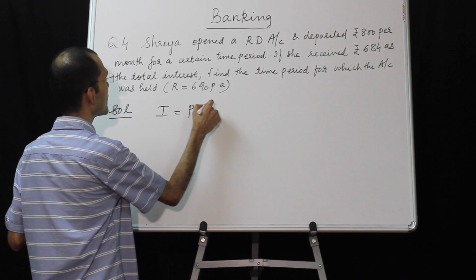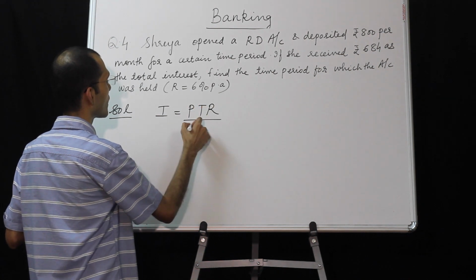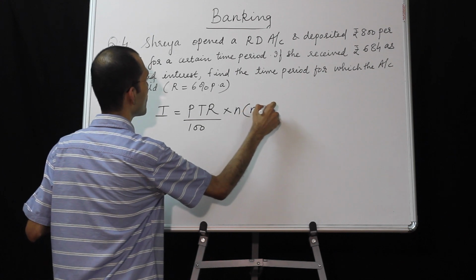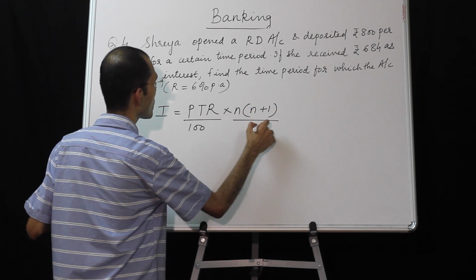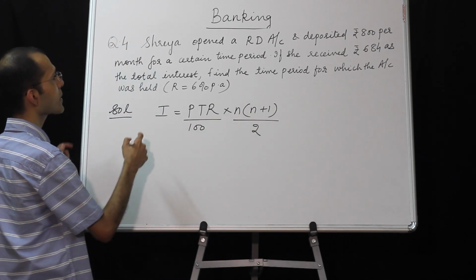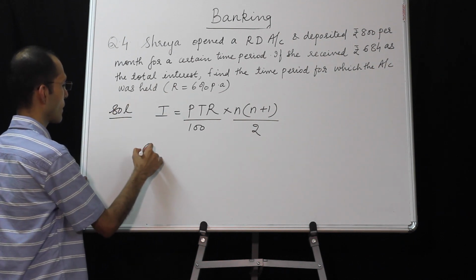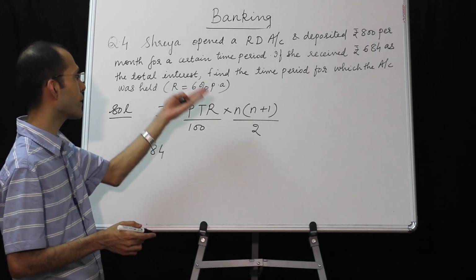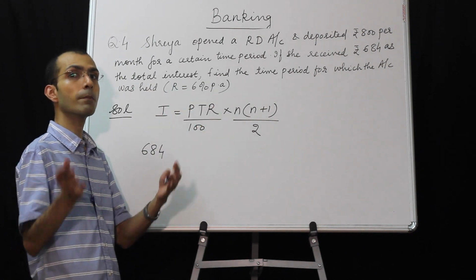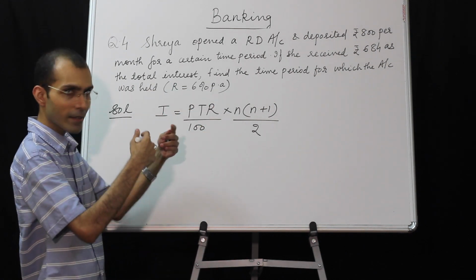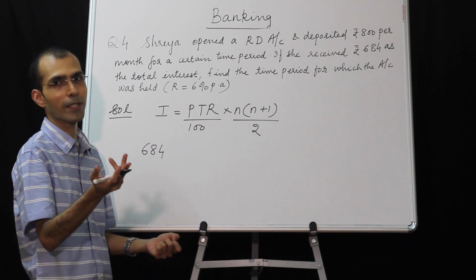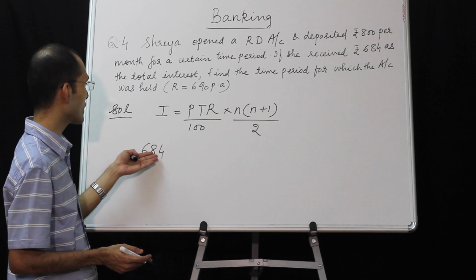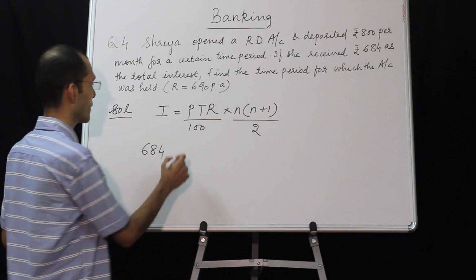I will be PTR upon 100 into n plus 1 upon 2. The interest is given as 684. This sum can be modified. Instead of giving you interest, they can give you the maturity value. Then we will substitute at a different place. But here we know 684 as the interest, so we can substitute directly below I.